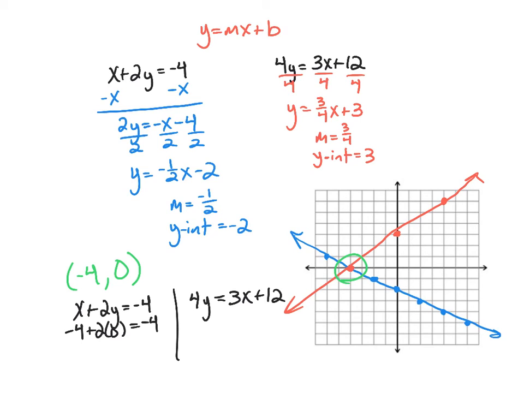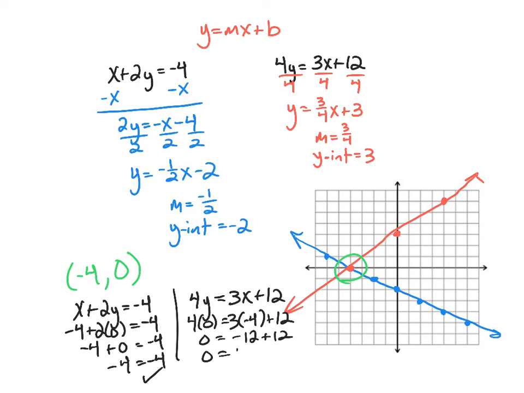So negative 4 plus 2 times 0 is negative 4 plus 0 equals negative 4, or negative 4 is equal to negative 4, which checks out. The other equation, we have 4 times 0 is equal to 3 times negative 4 plus 12. 4 times 0 is 0 equals negative 12 plus 12, or 0 is equal to 0, which also checks out. Okay, so my solution to my system is negative 4, 0.